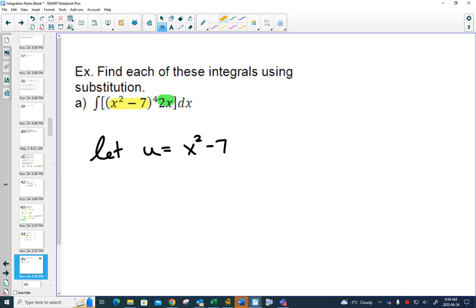Its derivative is easy to calculate. So you let u equal x squared minus 7, and then we take the derivative, and we use Leibniz's notation. So the derivative would be du dx equals, and the derivative is just 2x. And this is where Leibniz's notation is really nice for us, okay?